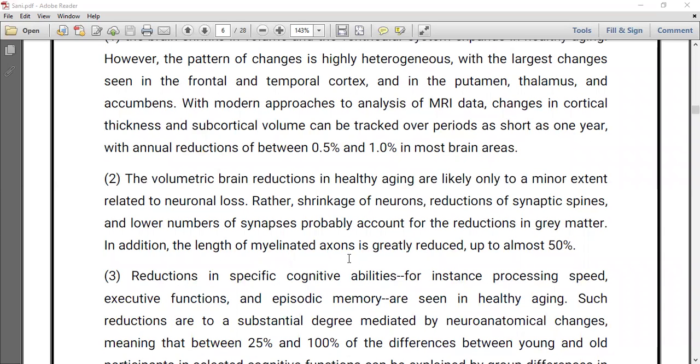The second change is volumetric brain reduction. In healthy aging, it is likely related only to a minor extent to neural loss. Rather, shrinkage of neurons, reduction of synaptic spines, and a lower number of synapses probably account for the reduction in gray matter.